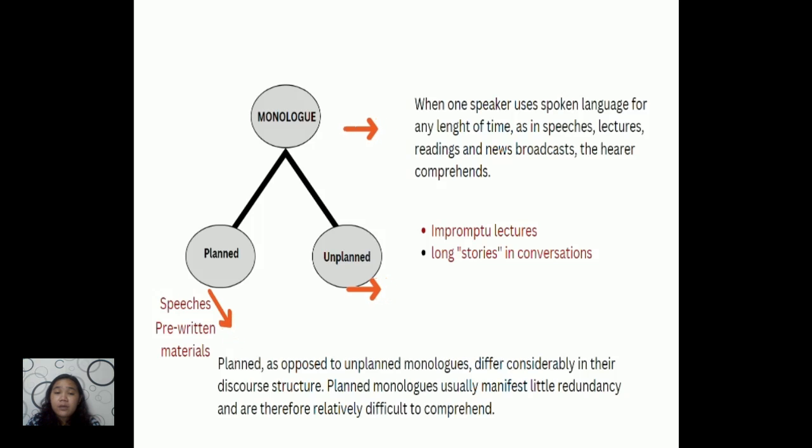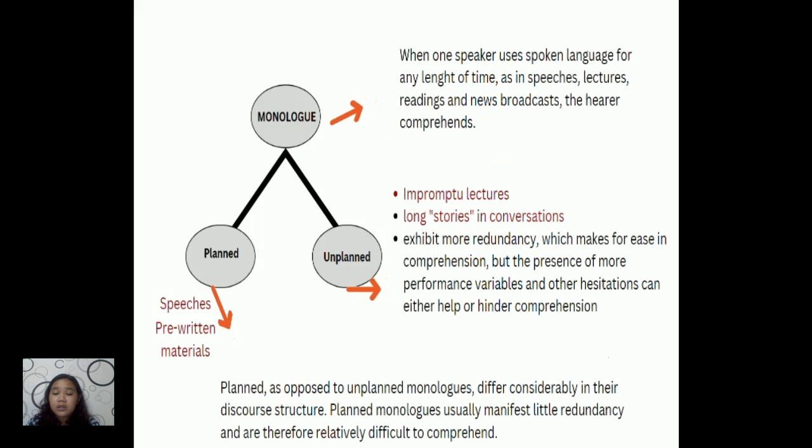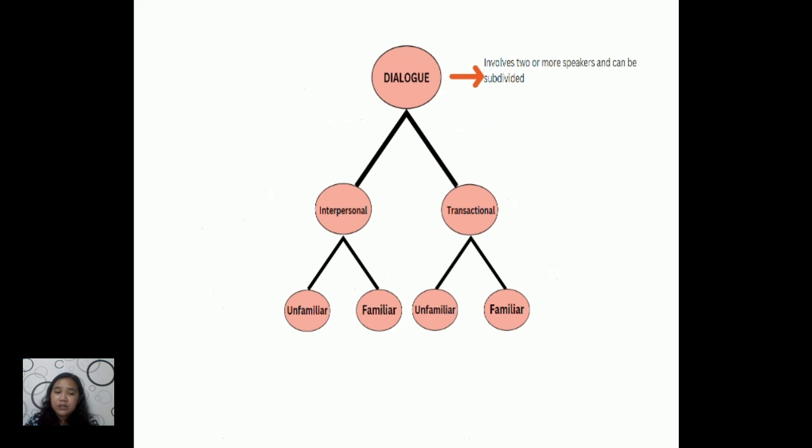For the unplanned, an example for this are the impromptu lectures, long stories, and conversations. This unplanned monologue is defined as the exhibit of more redundancy of words and phrase that elaborates the meaning of the speech, which makes for the ease of comprehension, but the presence of more performance variables and other hesitations can either help or hinder the comprehension.